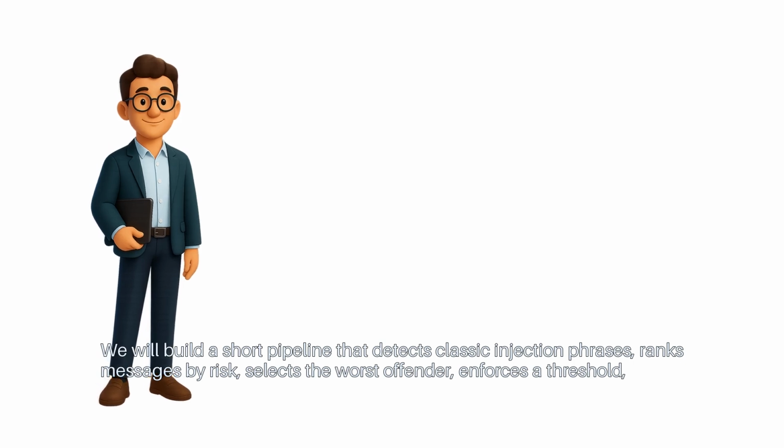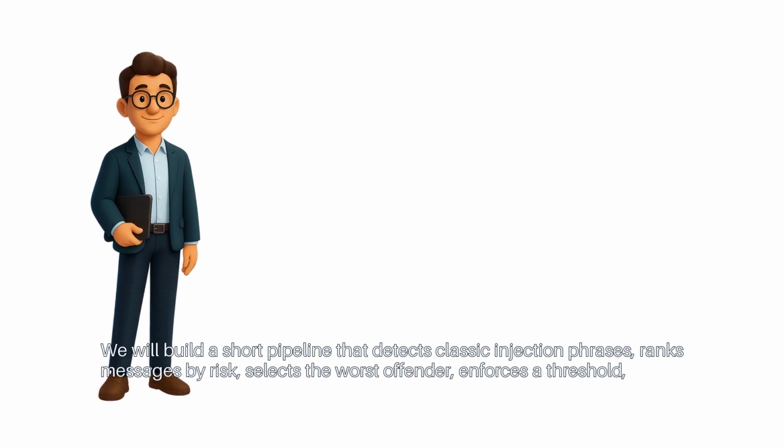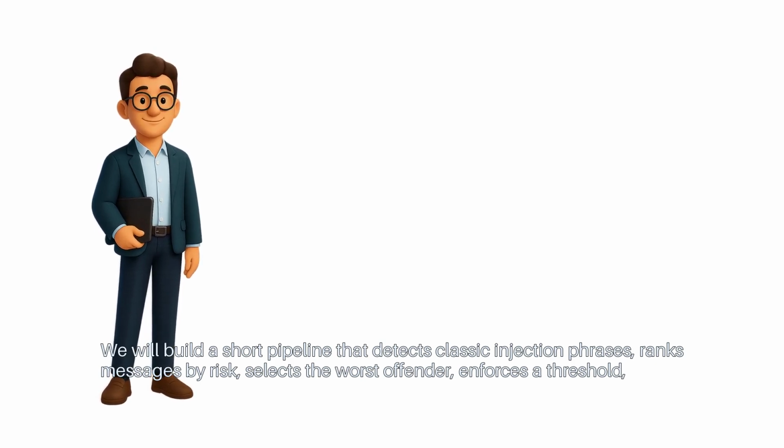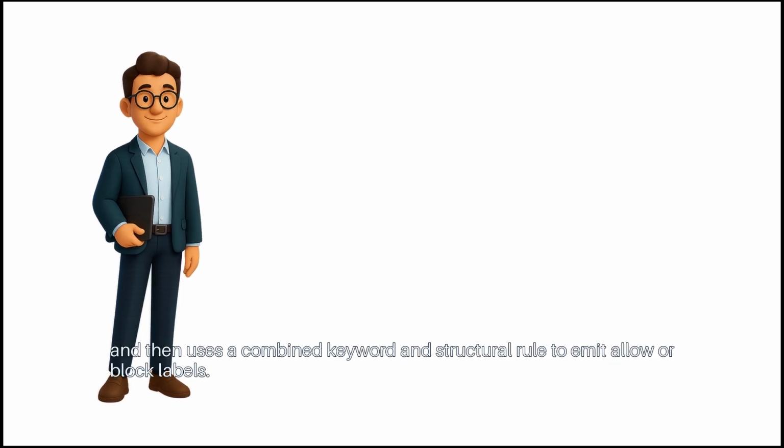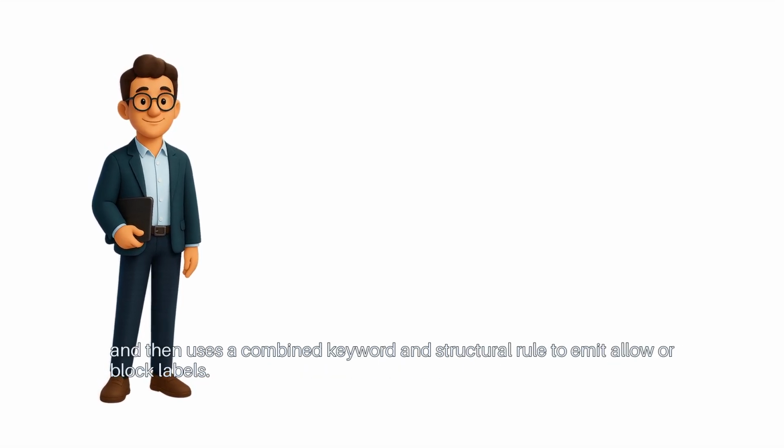We will build a short pipeline that detects classic injection phrases, ranks messages by risk, selects the worst offender, enforces a threshold, and then uses a combined keyword and structural rule to emit allow or block labels.